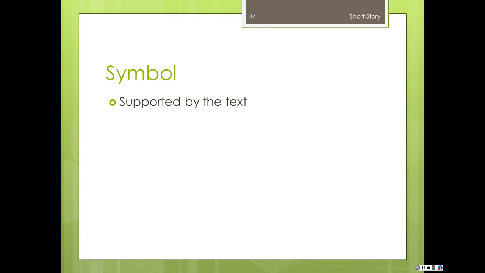One of the important things about symbolism is that the symbolic meaning is going to be supported by the text. Whenever you interpret something that is literal as having figurative meaning, as having symbolic meaning, the one thing that you want to do is to make sure that the text itself supports the interpretation that you are making.